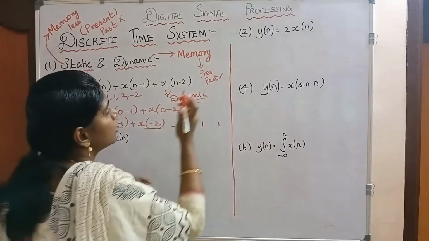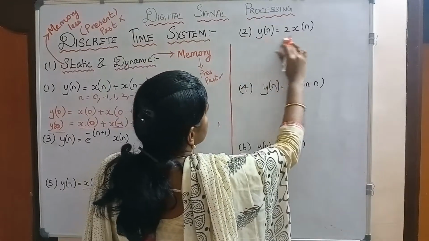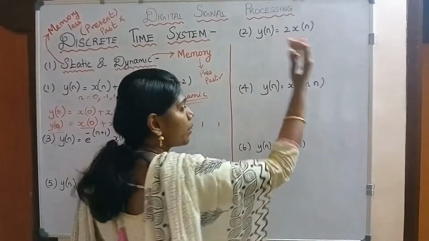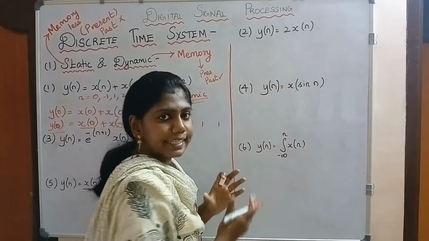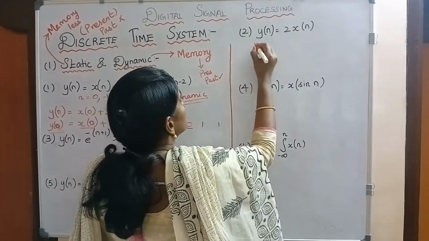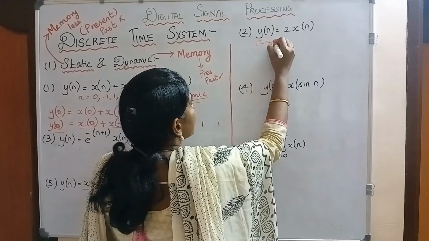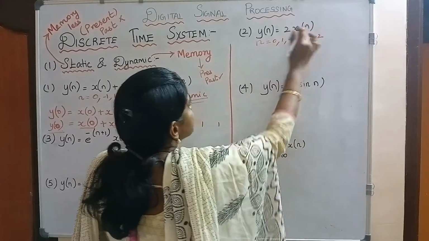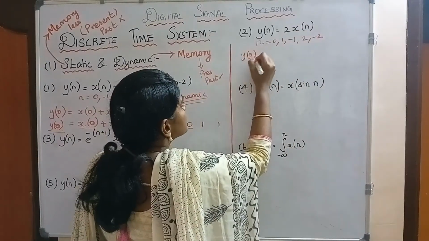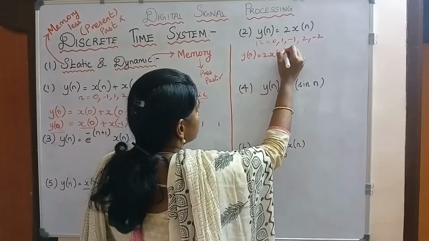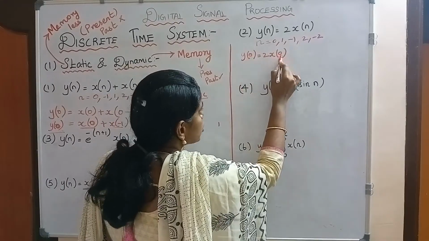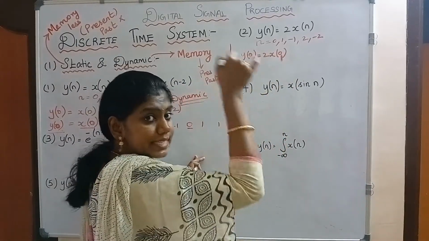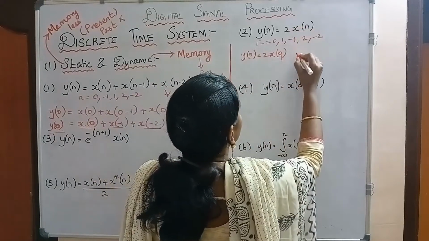Pay a little attention. Now the second system equation is y of n equal to 2 into x of n. The question is whether the system is static or dynamic. We have to pass the values for n. When n is equal to 0, what do you get? Y of 0 equals 2 into x of 0. See, the output depends on the present input only. So it is static.